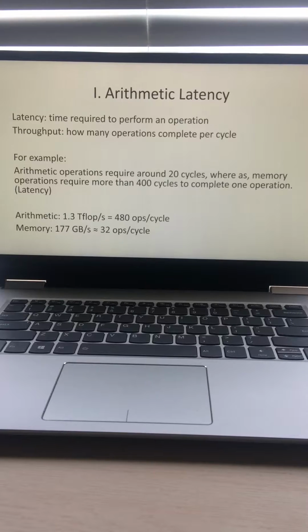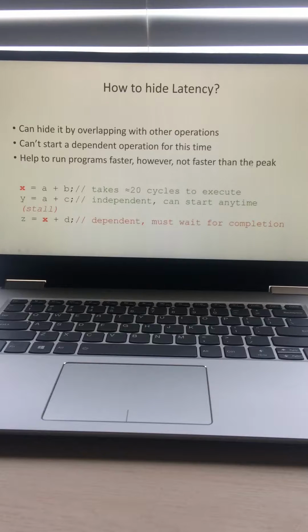For example, an arithmetic operation requires around 20 cycles, whereas a memory operation requires around 400 cycles to complete. This is latency. On the other hand, the throughput of arithmetic operations is 1.3 TFLOPS, which comes to around 480 operations per cycle, and that of memory operations is around 177 GB per second, which comes to around 32 operations per cycle.